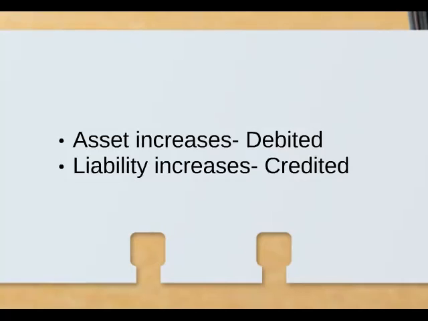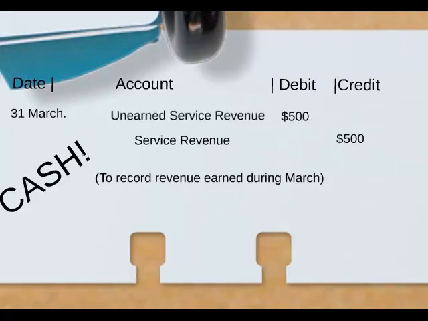Because cash is an asset and it increases, it is debited, and because unearned service revenue is a liability and it increases, it is credited. The adjusting entry is as follows.